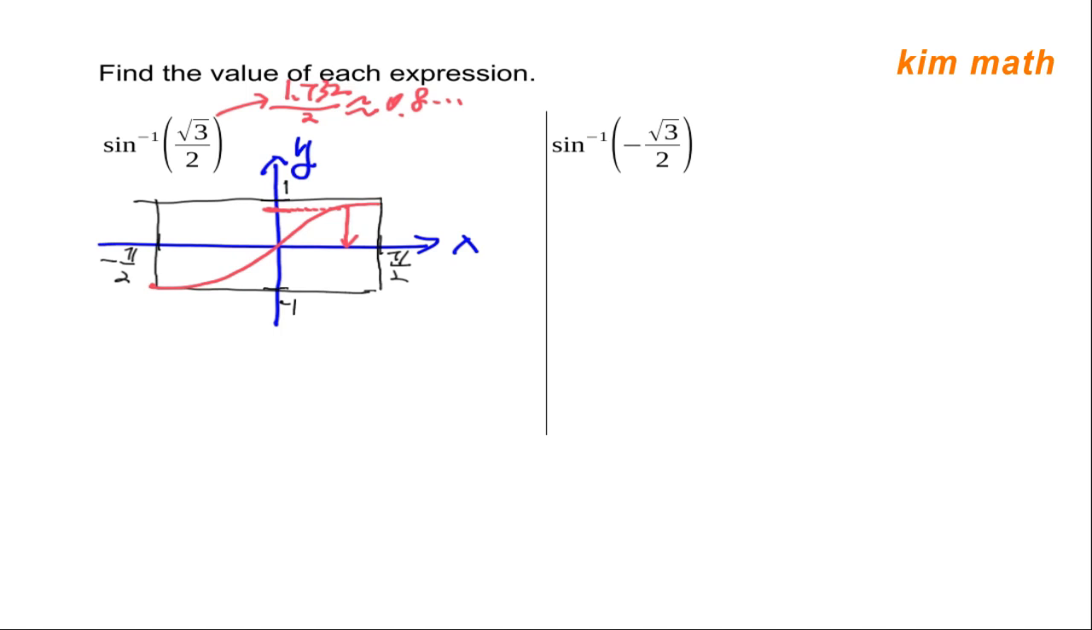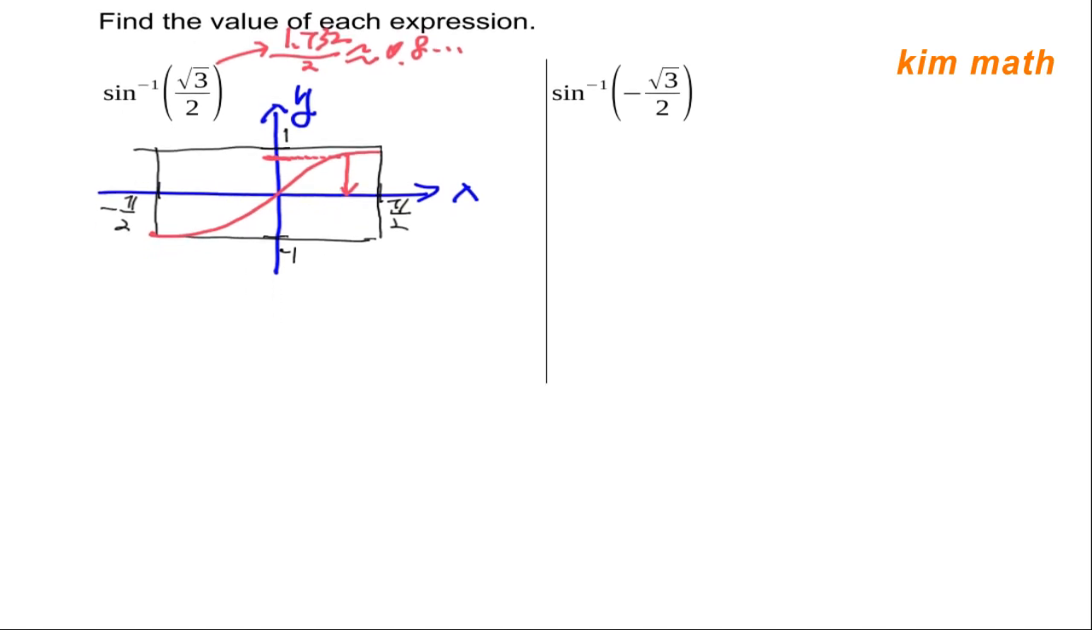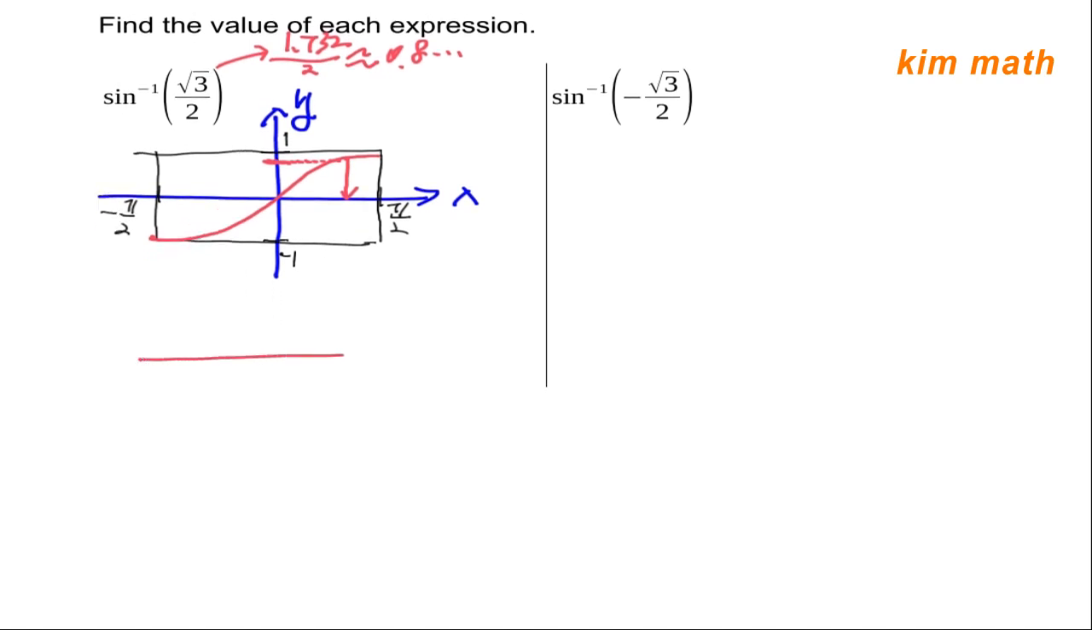To find the exact angle, I will use the triangle. I believe you are very familiar with this one, from 0 to 90 degrees, the first quadrant angle. Sine is opposite over hypotenuse. Opposite over hypotenuse is radical 3 over 2. So it is reasonable to sketch the triangle like this one, right? This is radical 3, this is 2.